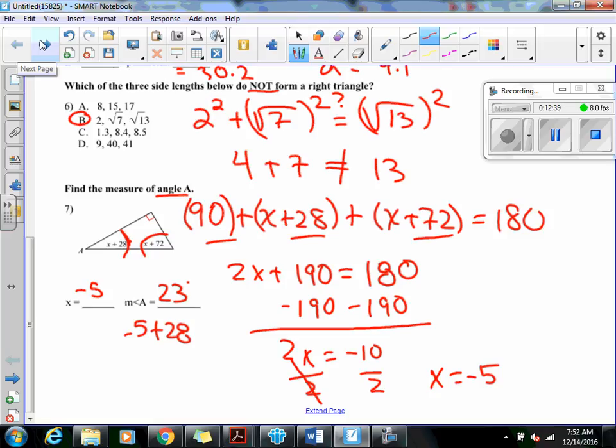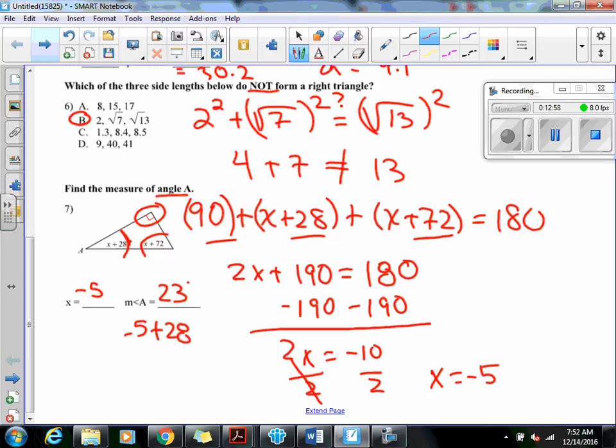Yes. Say it again. 90 plus 28 plus 72. Okay, so this angle right here is 90, because the three angles of a triangle add up to 180.